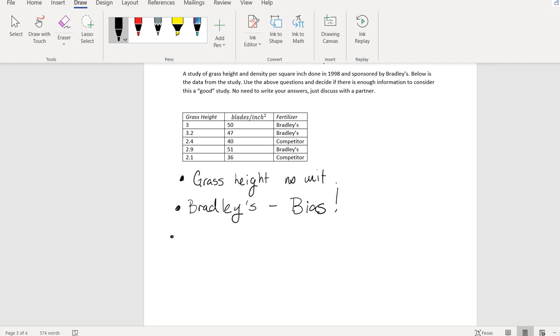Another thing that I find interesting is that they didn't have a control. What a control is, which we'll learn a little bit later, is when you have something free of your experiment. For example, they're testing fertilizer, so they're testing Bradley's and they're testing the competitors, but what if both of them are actually bad for the grass? No control means that they have no base for comparison.